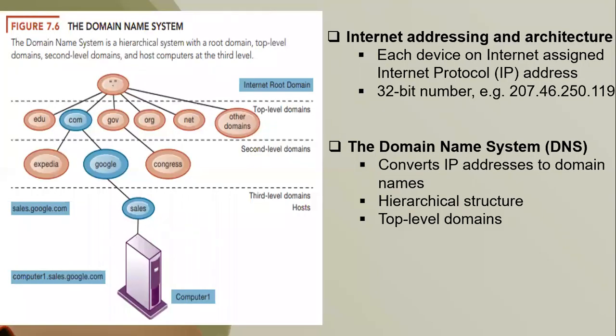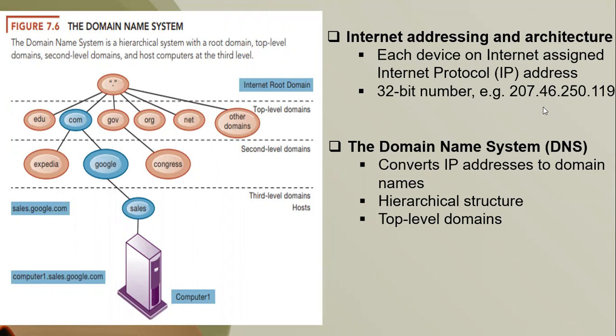Internet address architecture. The internet is based on the TCP/IP network protocol suite described earlier in this chapter. Every device connected to the internet or another TCP/IP network is assigned a unique Internet Protocol (IP) address, which consists of a string of numbers.